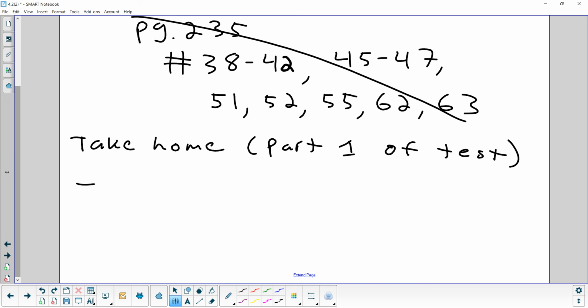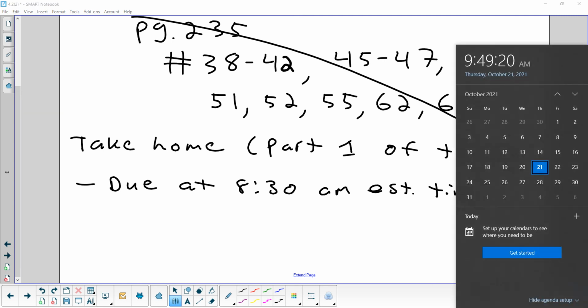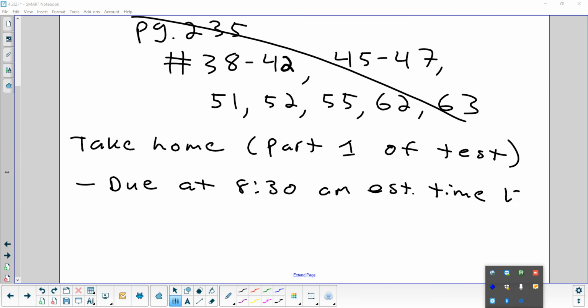Tomorrow is a half day. We still have class at the normal time. So this would be due at 8:30 a.m. Eastern Time. I've done this before. On the 22nd. All right, so that's 8:30 a.m. Eastern Time. That's an E. Any confusion there? On the 22nd.